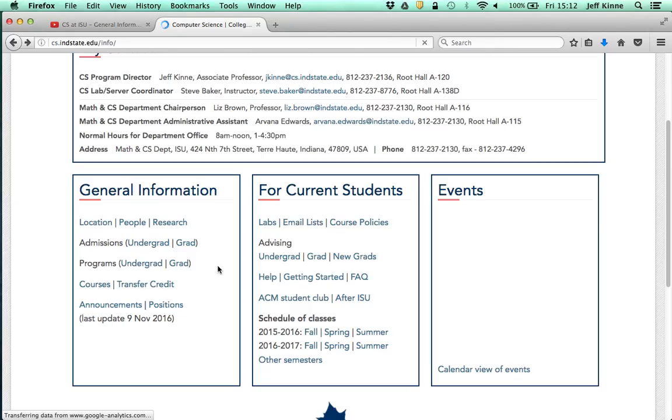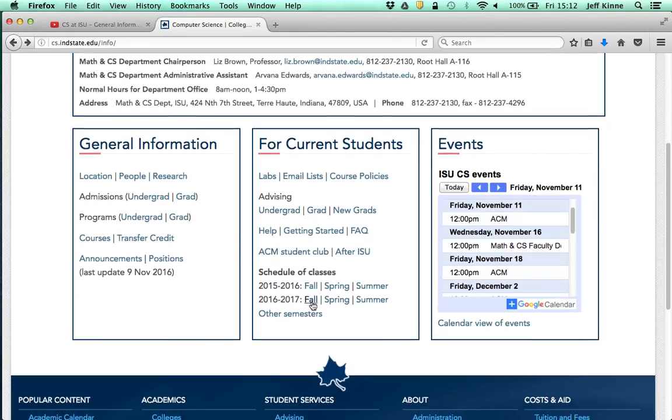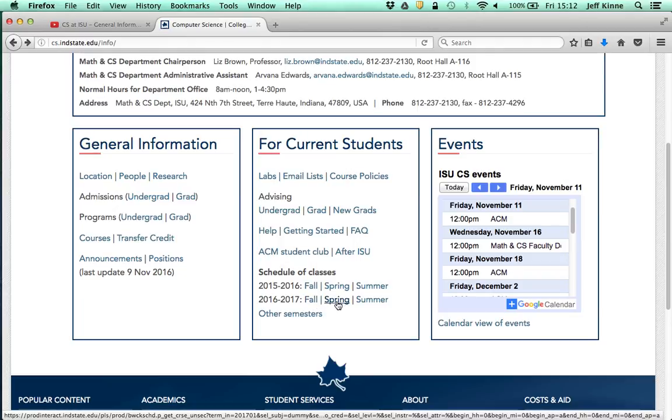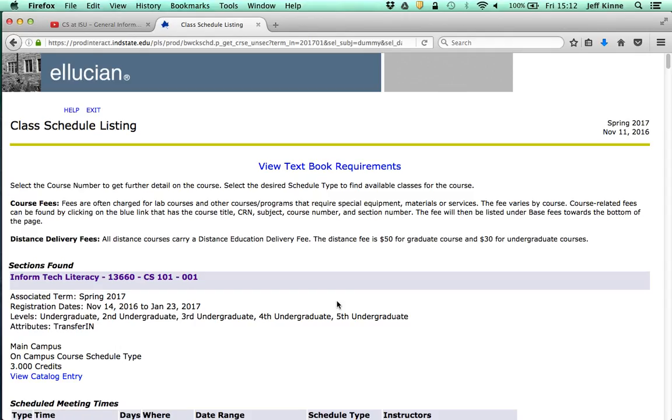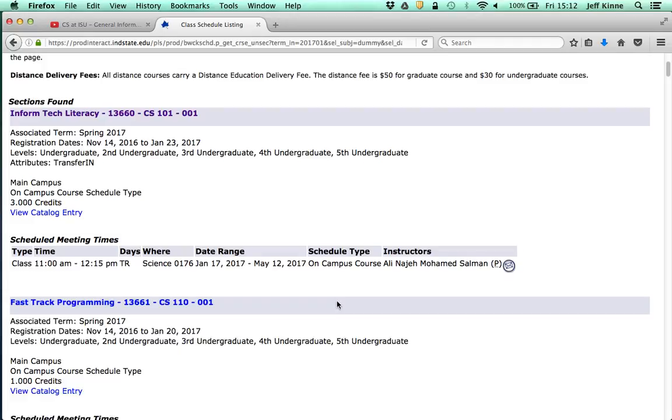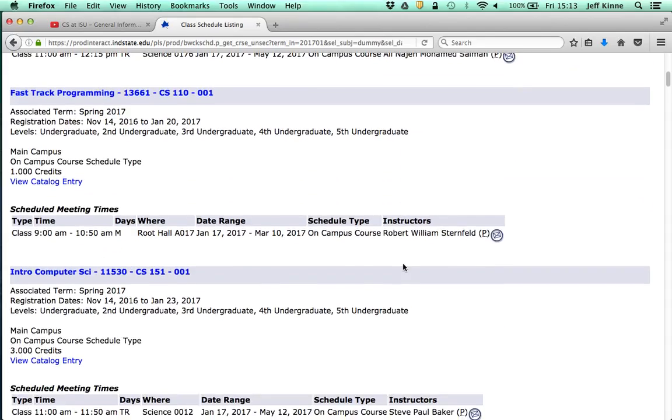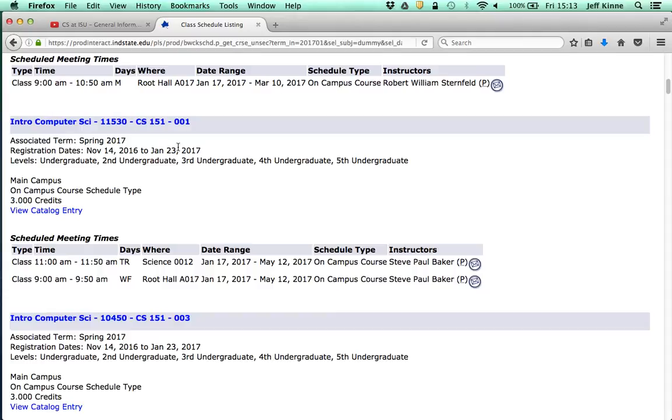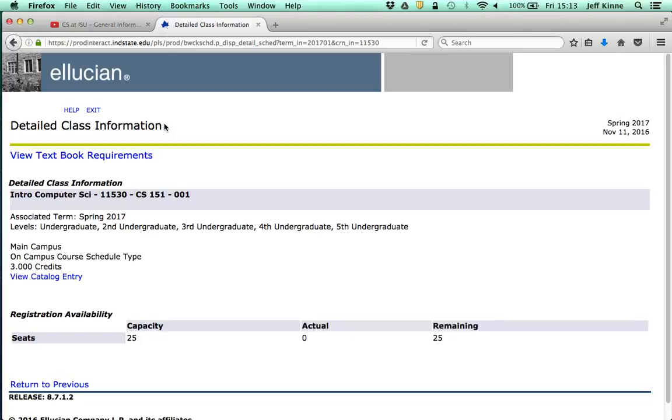For looking at the schedule of classes, there's always a link kept here to the next terms when they're available. Right now it's the fall, and the spring schedule is shown here. This will show all CS courses. It'll show who the instructor is, the dates and times, and something that you might not be aware of. I'll pick 151 here. You can look at the capacity, which is currently set to 25, and there are 0 signed up because nobody has signed up for classes yet. So you could check the difference between these two to see how many seats are left.